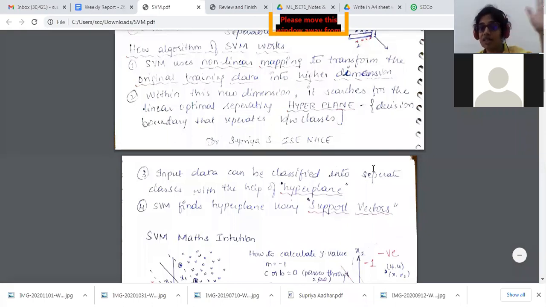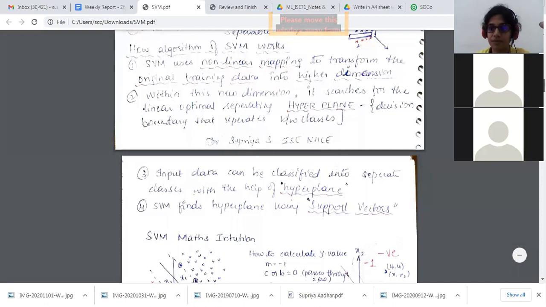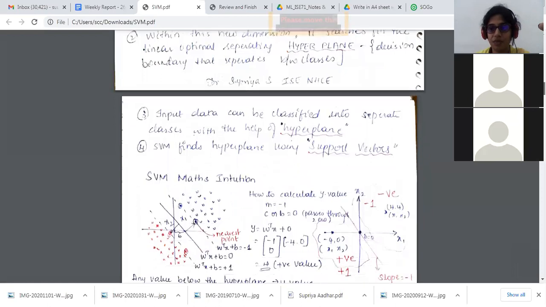So till here, are there any questions? Because I'll be going ahead with the math derivations, which are quite interesting for us to understand. Any doubts till here? I'll go ahead.